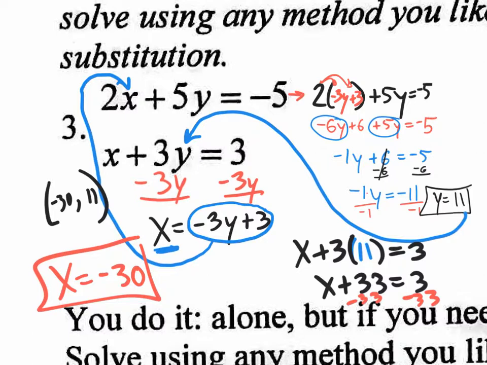Now this is a great system that shows that graphing is not always the best, even if you have a 10 by 10 graph paper, because on the 10 by 10 graph paper, these lines will not cross. You won't see them cross. It crosses way outside the graph at negative 30 on the x and positive 11 on the y.